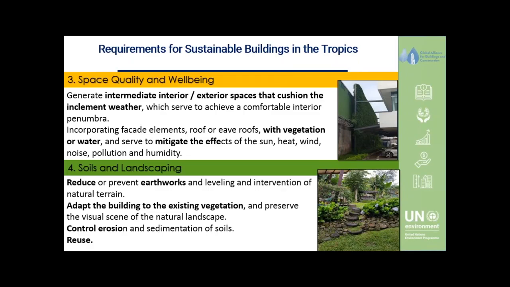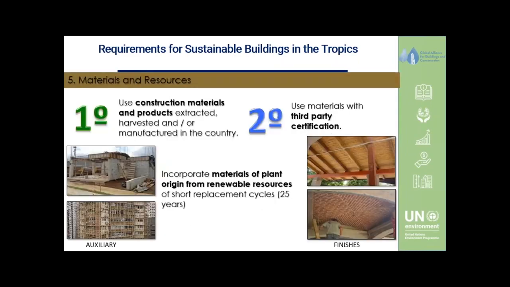For soils and landscaping, we look to reduce or prevent earthworks and leveling and intervention of natural terrain, adapt the buildings to the existing vegetation, preserve the visual scene of the natural landscape, and control erosion and sedimentation of soils. For the materials and resources, we seek to use construction materials and products extracted, harvested, or manufactured in the country. Also use materials that have some kind of certification, and incorporate materials of plant origin from renewable resources of short replacement cycles, around 25 years.